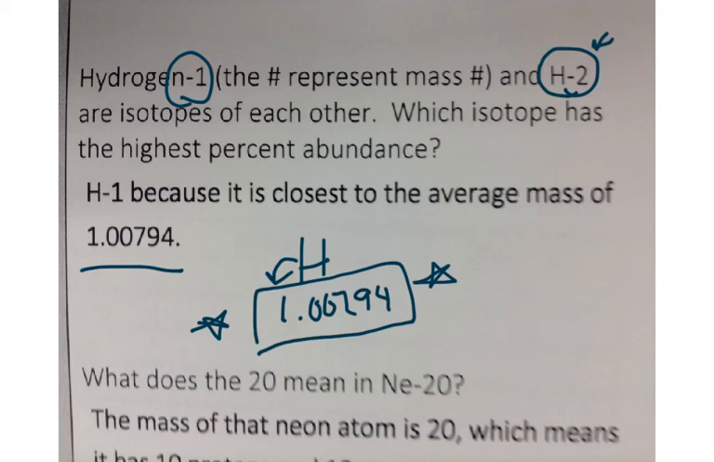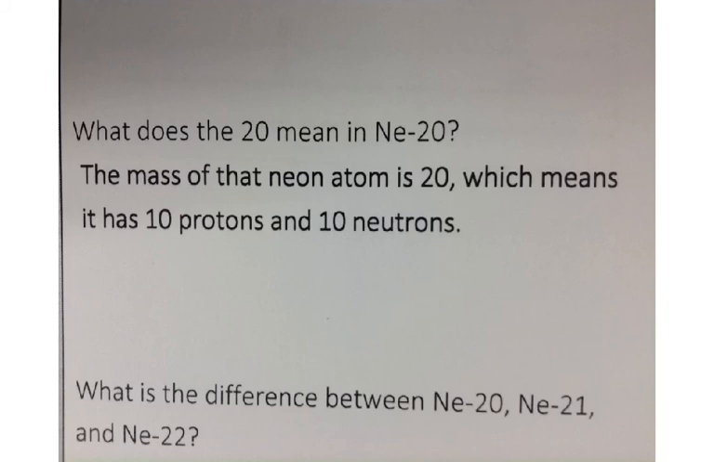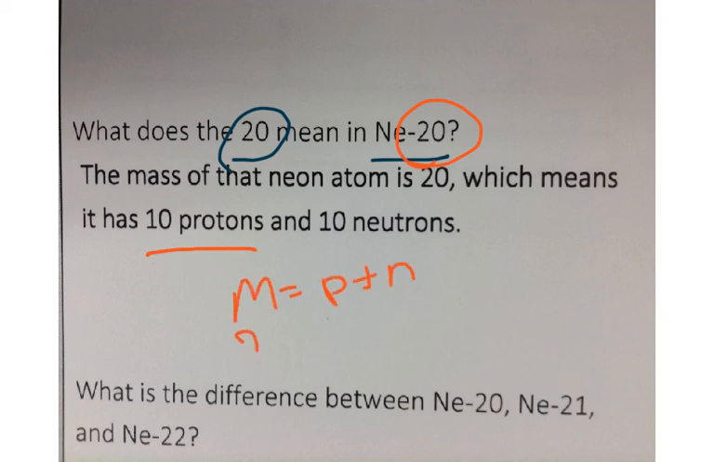When you look at this problem, what does that 20 mean in neon-20? As I have stated before, that means the mass of that neon is 20, which means if you looked up neon's atomic number, it would be 10, which means it has 10 protons. If you know mass equals protons plus neutrons, and you know your mass is 20 and your protons is 10 because you're dealing with neon, then to figure out your number of neutrons, it's simple math, and you get 10 neutrons.